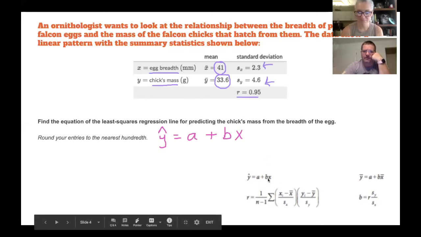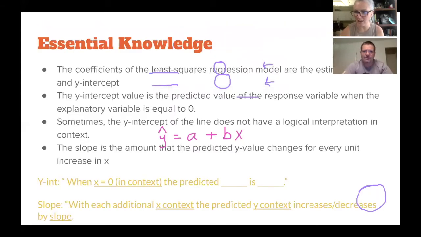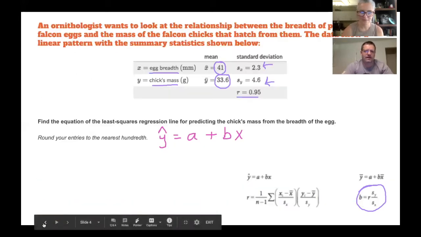I mean, I know that a minute ago there was a formula for finding B that had some S's and R's in it. Can I make that happen if I animate it again? It's right here. Look, B is the R value times the standard deviation of Y over the standard deviation of X. So I know that formula. Yeah, it was the B.